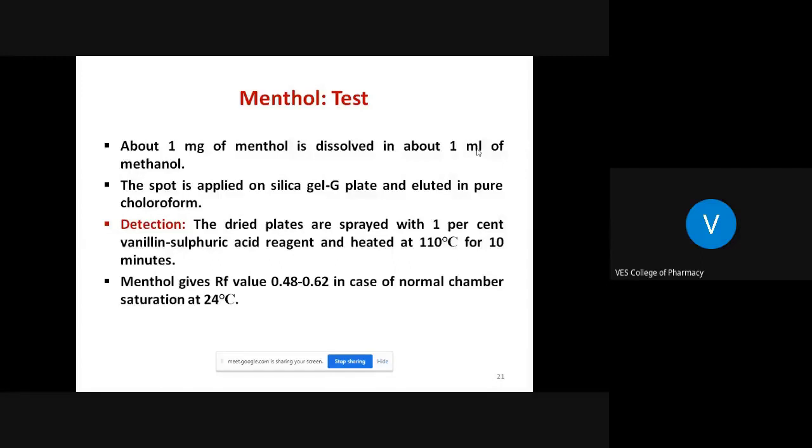Now, thin layer chromatography identification test for menthol. You are going to prepare a sample solution. For that, you have to take 1 milligram of sample menthol and dissolve in 1 ml of methanol. Methanol is an organic solvent. You are going to apply a sample spot on the stationary phase. Over here, silica gel G is the stationary phase, and you are going to use the mobile phase as pure chloroform.